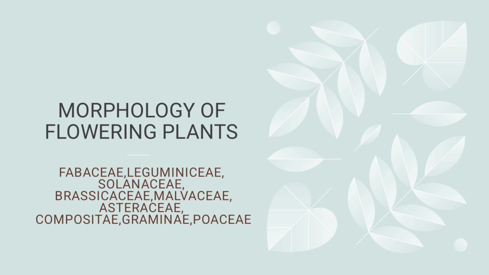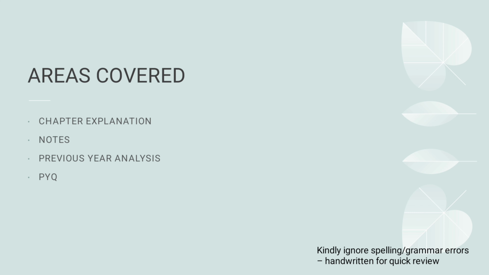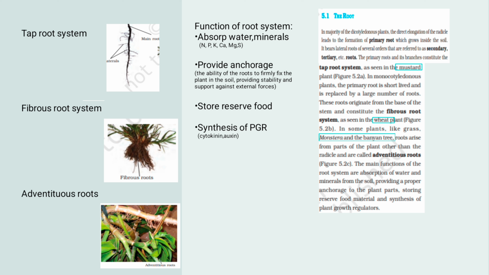Today, we are starting our new chapter, which is Morphology of Flowering Plants. So, what does morphology mean? It simply refers to the study of external features, मतलब जो कि हम बाहर से देख पा रहे हैं. So, let's start. Our first topic is root.